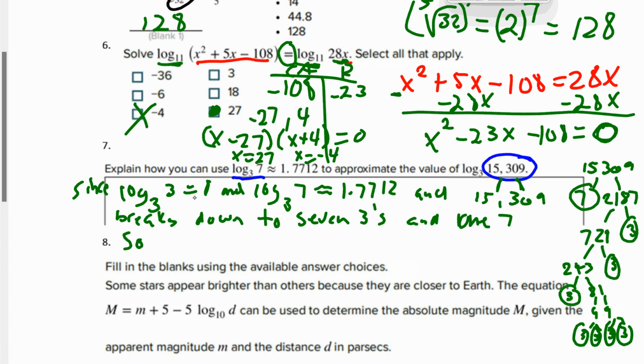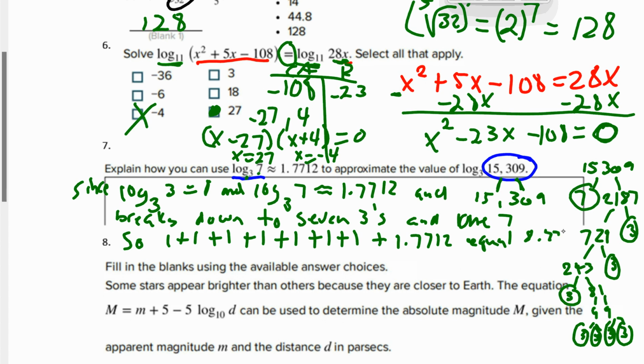So if it's 7 3's, that means I'm taking log base 3 of 3 seven times. That means I would be adding seven 1's: 1 plus 1 plus 1 plus 1 plus 1 plus 1 plus 1. And then it has one 7, so that means one log base 3 of 7, so I would be adding 1.7712, which would equal 8.7712. Okay, so that's how you break these down.